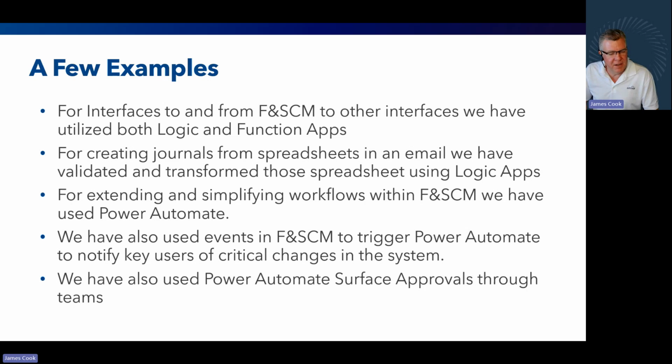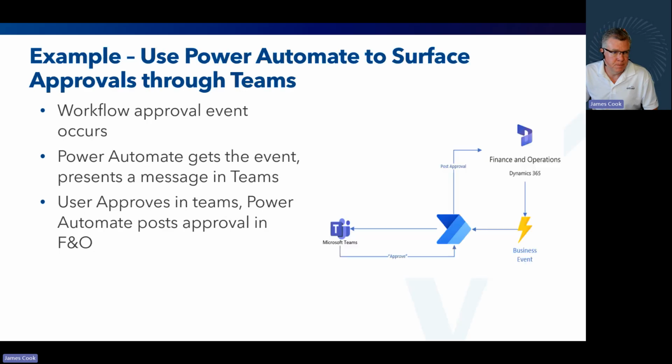And the last is one I'm going to give a little more detail in that we find very interesting. We've used Power Automate to surface approvals through Teams. So here's an example. If you're familiar with workflow in D365, the workflow triggers once a user submits that workflow item. When that workflow item is triggered, a business event is used to send information to Power Automate.